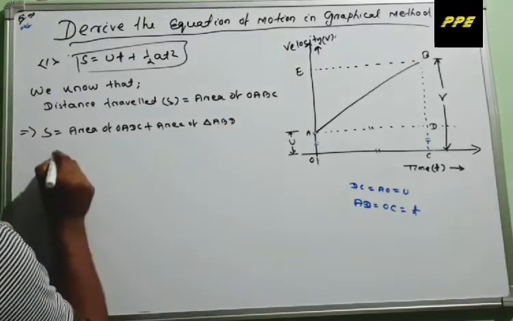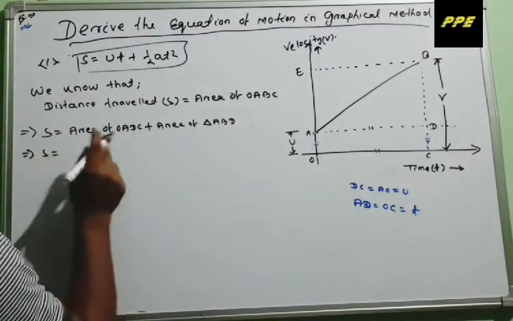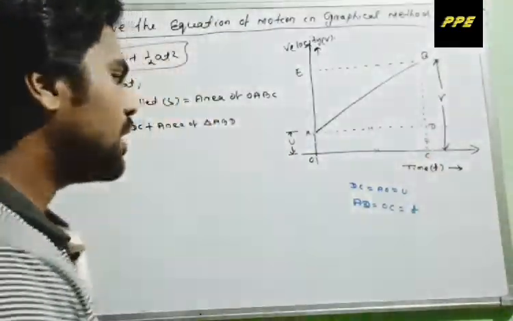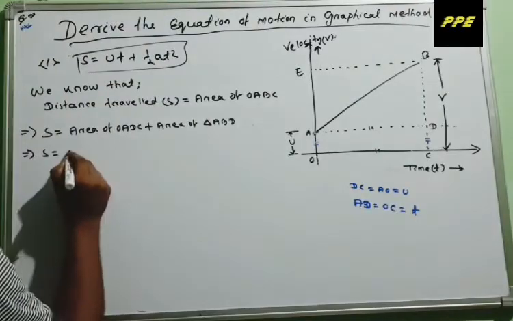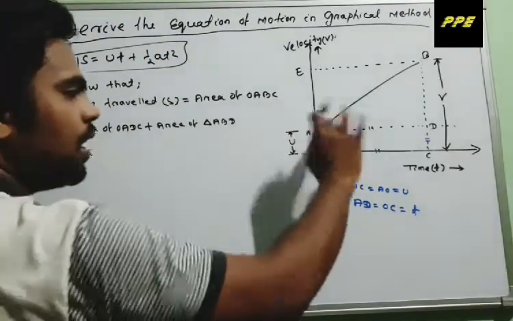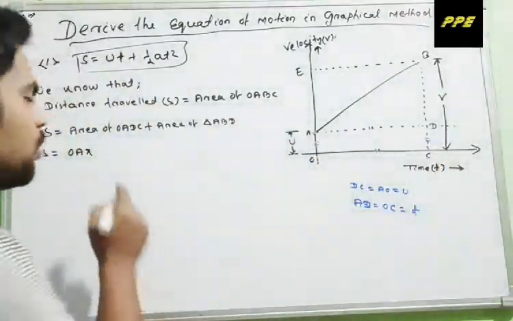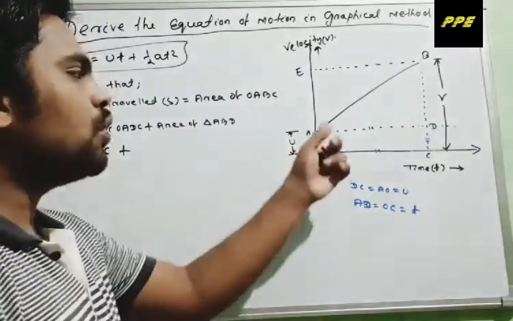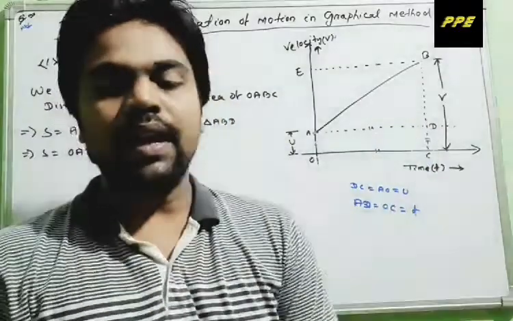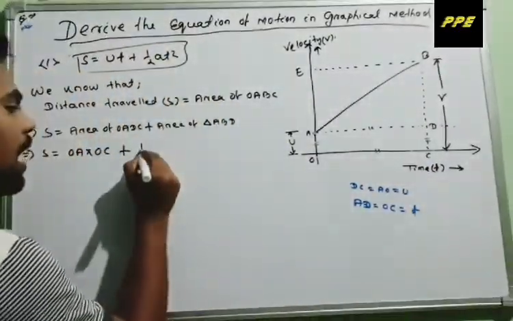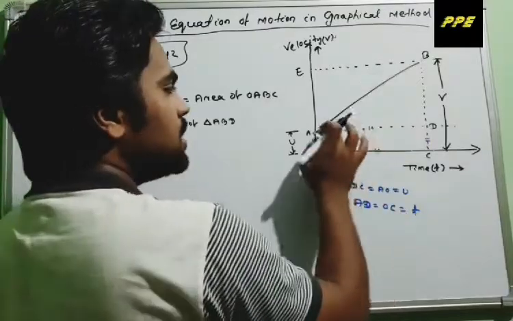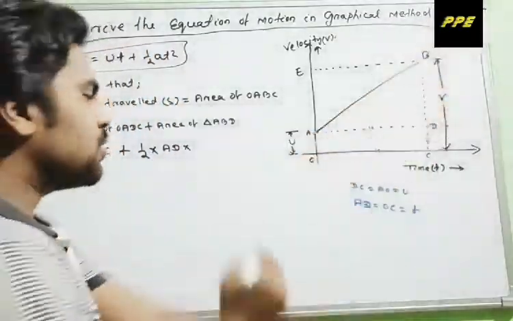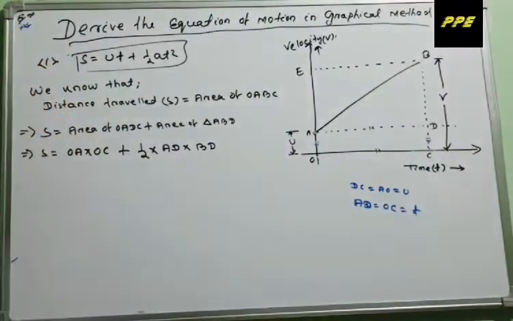Clear or not? That implies S is equal to area of OADC, which is a rectangle, that is length into width. So area of OADC is equal to OA into OC, plus area of ABD. It is a right angle triangle, so I can write half into base into height. Base is AD. Height is BD. Clear or not?